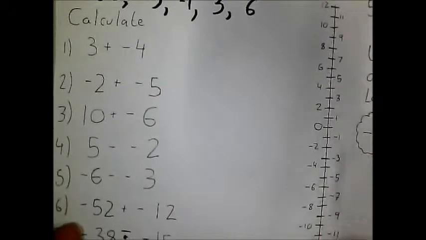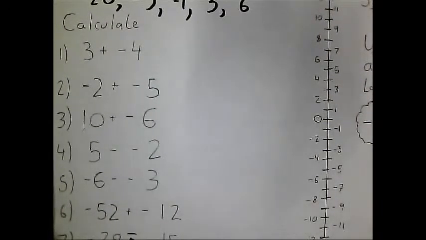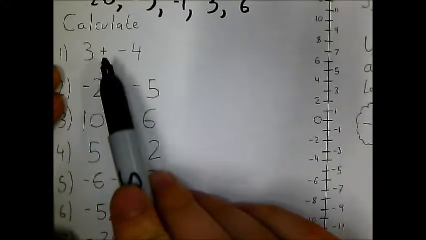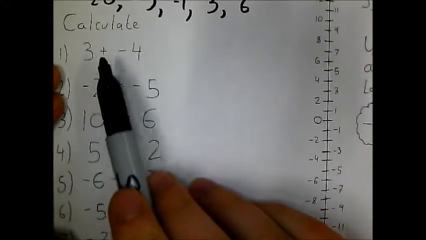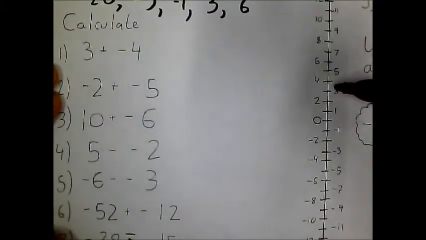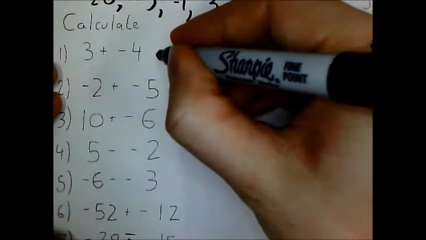That is using adding. So, for these ones, I'm going to start at 3. And I'm then going to add a negative number. When I add negative numbers, my number goes down. So starting at 3, I'm going to go down by 4. 1, 2, 3, 4. I'm going to end up at negative 1.